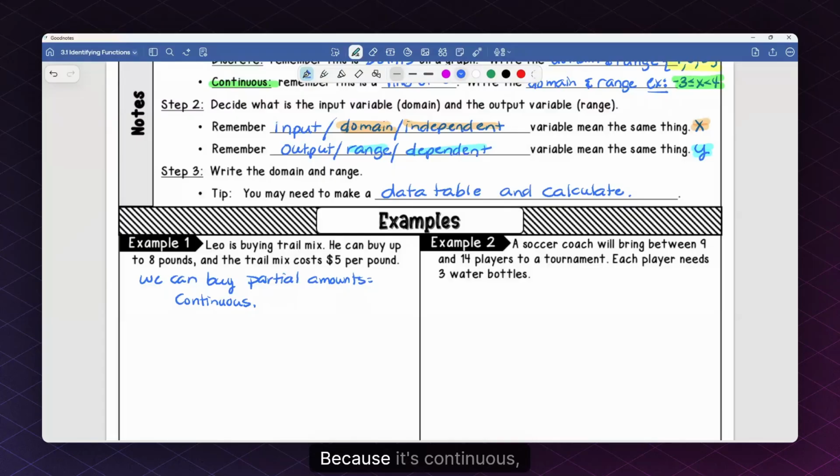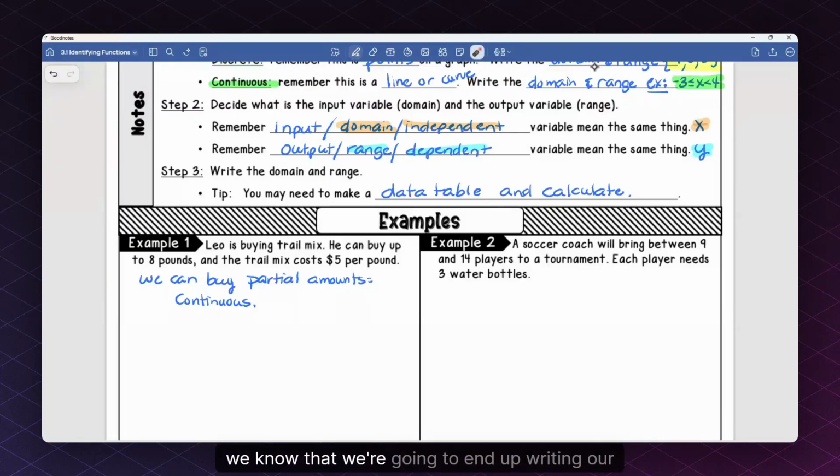Okay, and because it's continuous, we know that we're going to end up writing our domain and range like this right here, where it's got the inequalities in it. But first we've got to figure out what numbers we're even going to put in our inequalities, because it's not going to be the 8 and the 5 particularly. We've got to figure out more.